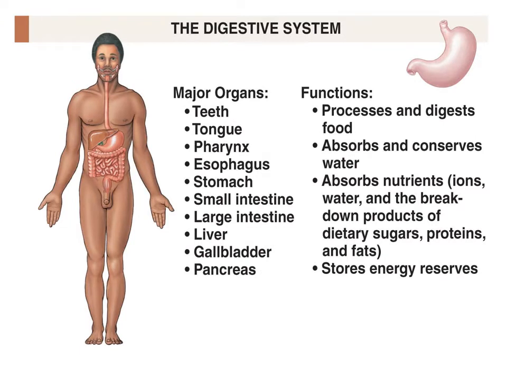The digestive system, most people have heard of this system. Is made up of your teeth, tongue, pharynx, esophagus, stomach, small intestine, large intestine, liver, gallbladder, and pancreas. We often don't consider our liver, gallbladder, and pancreas as part of the digestive system until we've learned through A&P2. The digestive system functions to process and digest our food. We mostly know that. Absorb and conserve water, absorb nutrients from our processed food, and stores energy reserves.